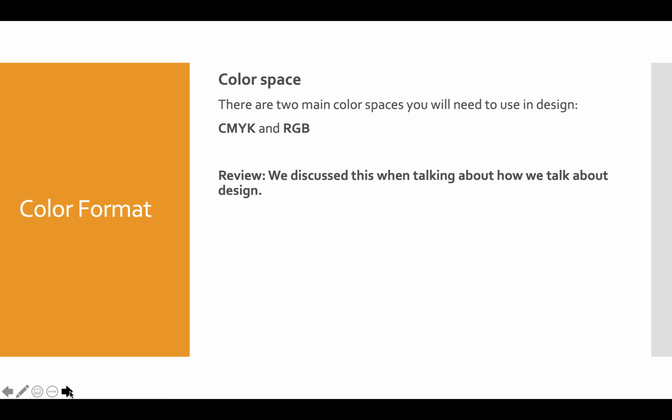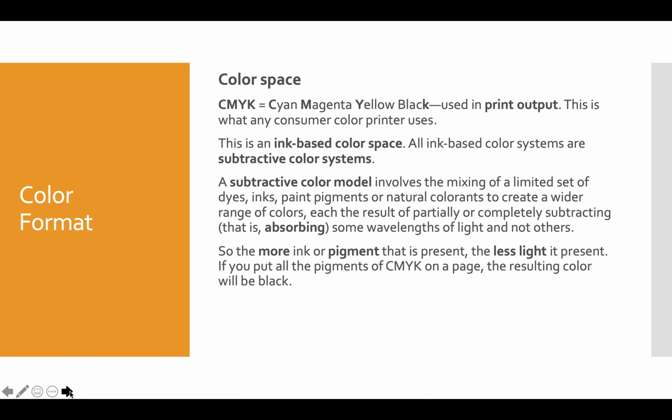Now, I just want to review color space. So we've already talked about this, but I just want to remind you that in the way that we are printing out physical dots versus looking at on-screen pixels, the same goes for our color space. So remember that when you're working in print, you're going to be using pigment, you're going to be using ink, and so that is a subtractive color model. When you put all the ink on top of each other, it makes black. It makes a void. So the more ink that's present, the less light is present.